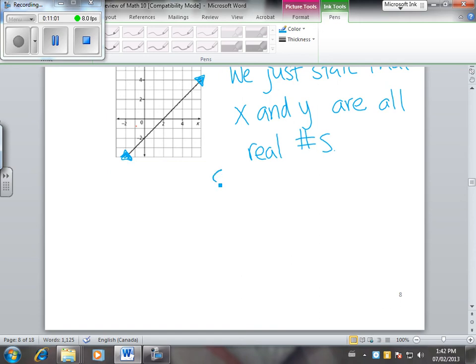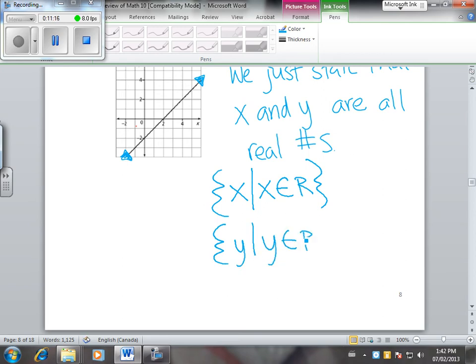We haven't been given any other boundaries here, or restrictions. And to write this in set notation, we'll write x such that x belongs to all real numbers, and y such that y is all real numbers.